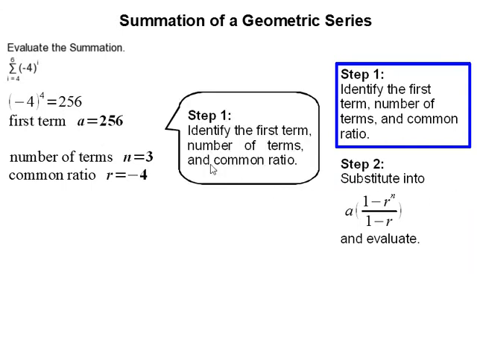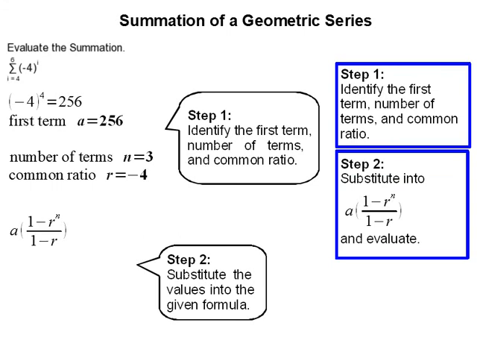Then the number of terms is going to be i equals 4 all the way to 6. So we subtract that and add 1. So we're going to get 3 terms altogether, for i representing 4, 5, and 6. Then the common ratio is going to be negative 4 because i is the exponent of the base of negative 4, and therefore that is our common ratio. Because to get from one number to the next, we're multiplying by negative 4.